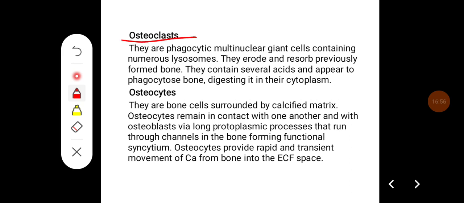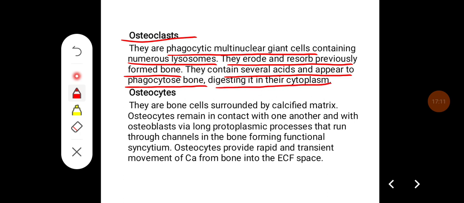Osteoclasts are phagocytic multinuclear giant cells containing numerous lysosomes. They erode and reabsorb previously formed bone. They contain several acids and appear to phagocytose bone, digesting it in their cytoplasm.